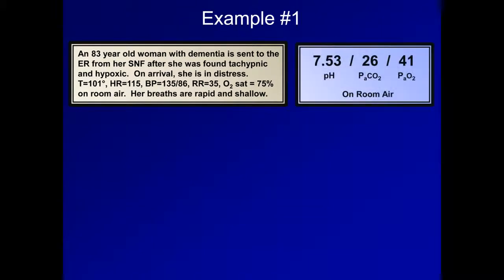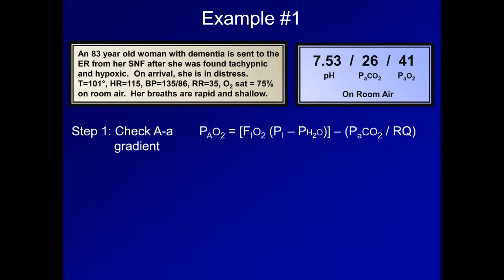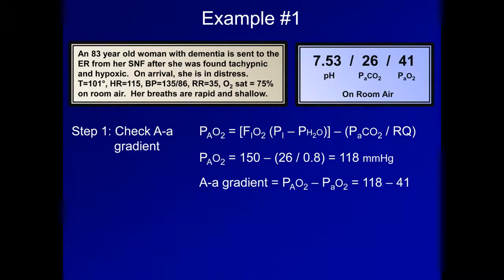And here is her ABG on room air, which is always critical to specify. Step 1 will be to check the AA gradient. So here is the alveolar gas equation to calculate P big AO2. Remember, this simplifies to 150 minus the PaCO2, which is 26 in this case, divided by 0.8. This equals 118 millimeters of mercury. Thus, the AA gradient is 118 minus 41, which is 77 millimeters of mercury.